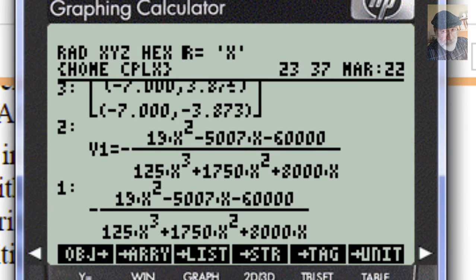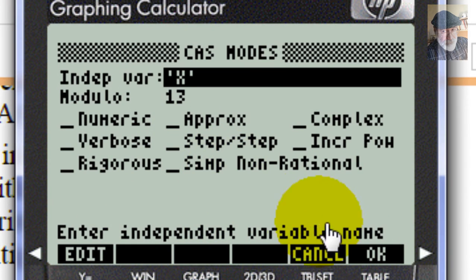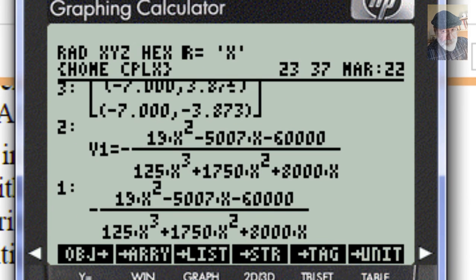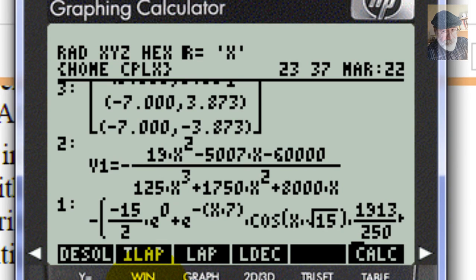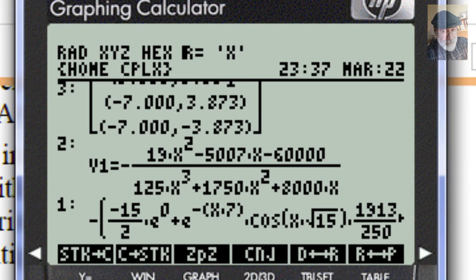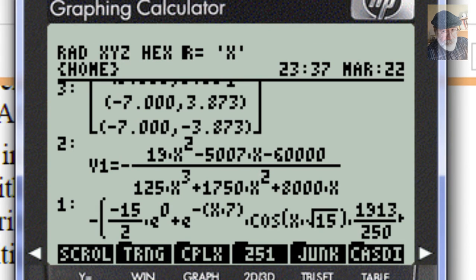You see the X on the top. X is the independent variable. Check that all the radio buttons in CAS are cleared, and we are ready. Calculus, differential, inverse Laplace transform, and that is beautiful, but most of it on the left-hand side of the screen cannot be read, so we break that object into pieces over and over and over until I can see all the terms that are added in that expression.